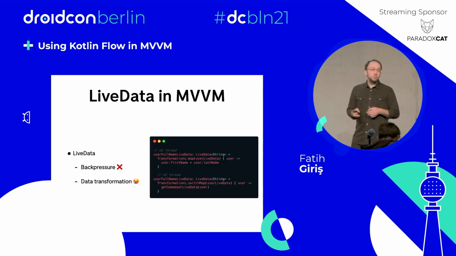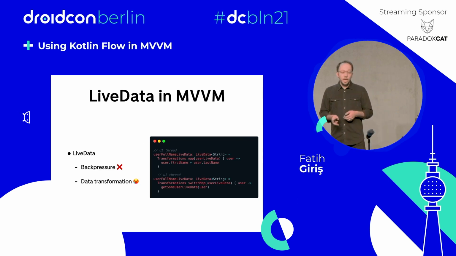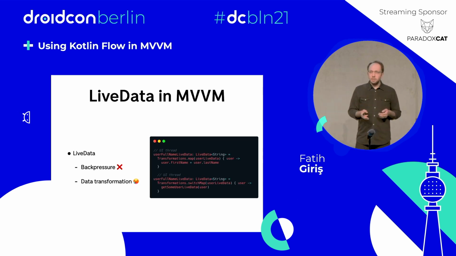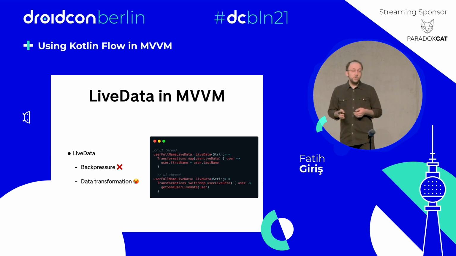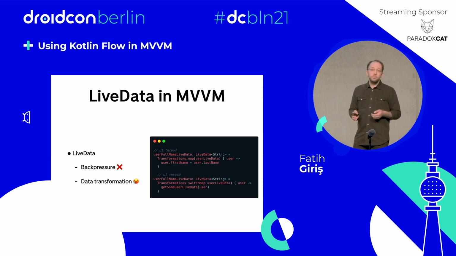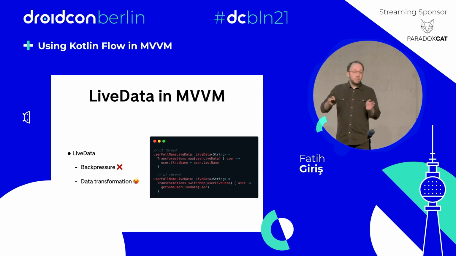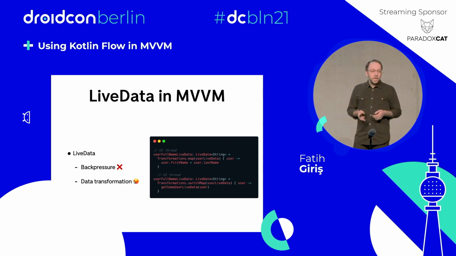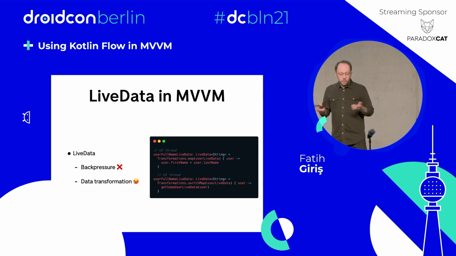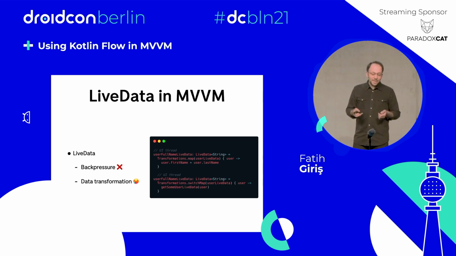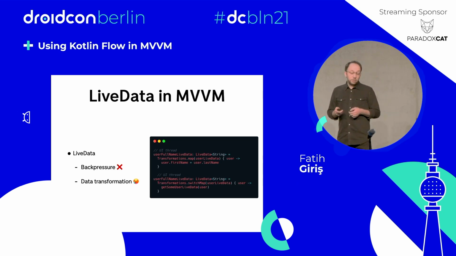And the other thing is when it comes to data transformation. It's a bit hard with LiveData because if you're using transformations, then you're basically doing everything on the main thread. So you don't have any other way to move that stuff into a background thread. Of course, if you're using LiveData Builder, you can do it on the background thread, but still it's a bit hard when it comes to data transformation.